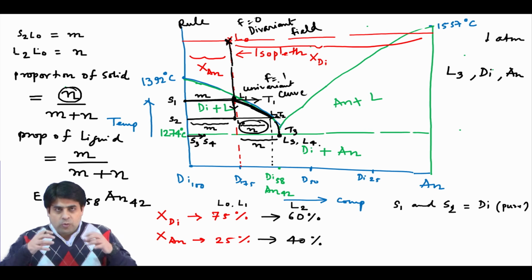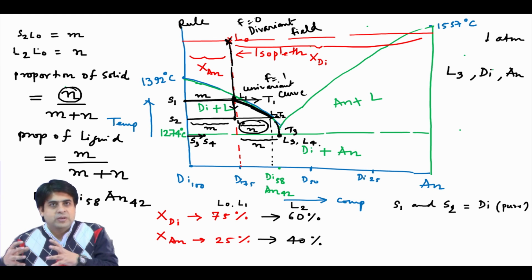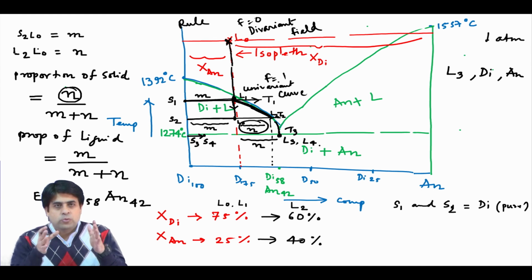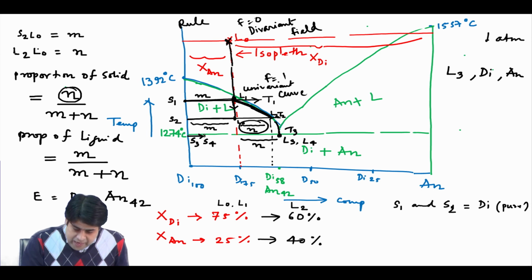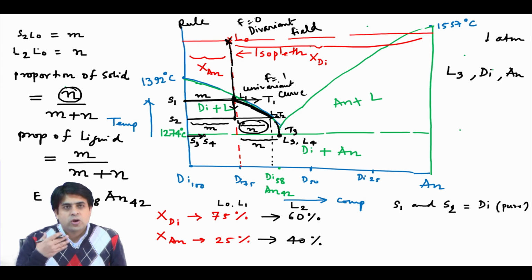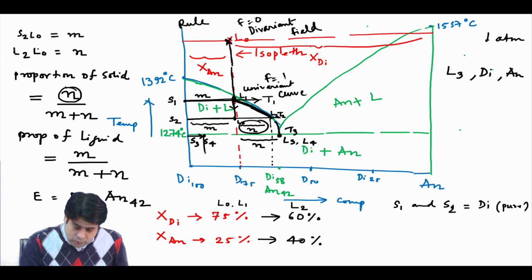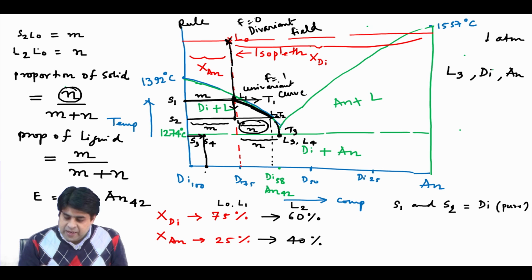Okay. So, the proportion of diopside and anorthite will depend on the proportion of components of diopside and anorthite in the liquid. Okay. So, when you reach S4, you start to precipitate anorthite, and you can basically calculate the proportion of your diopside and anorthite in this particular S4.